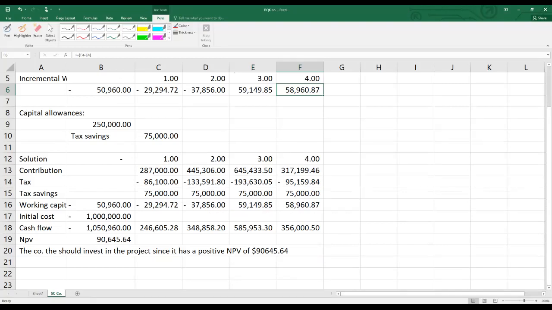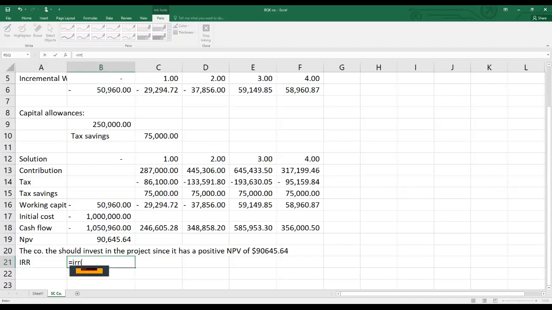Okay, so you're done with NPV. That was part A, and you have advised the company. Then part B, you want to get IRR, okay? You can use the formula that you have done, A plus B minus A, if you want. But why do you want to do that? You're using Excel, okay? B equal to IRR.